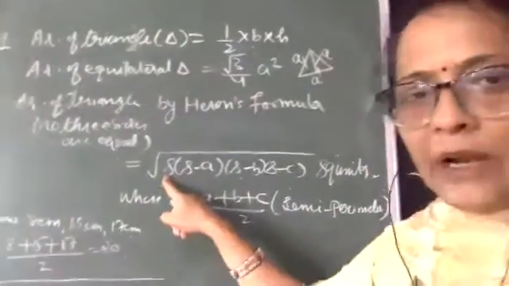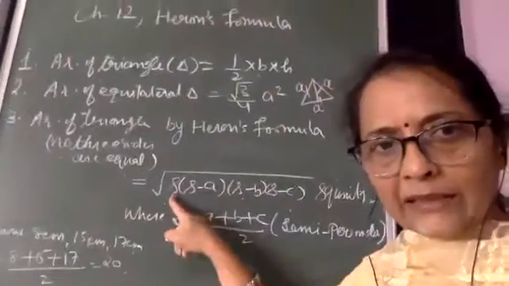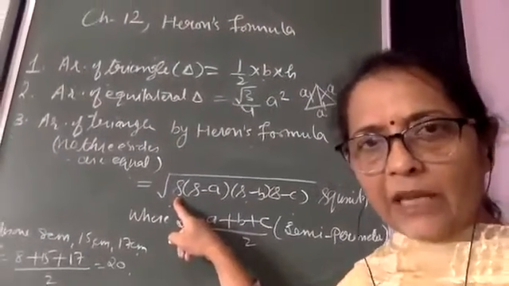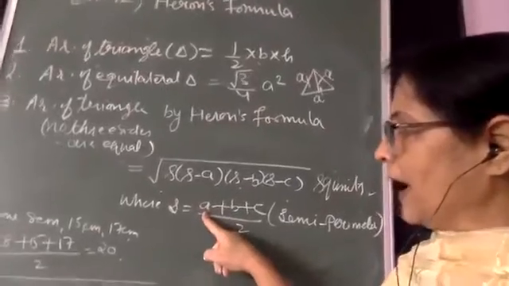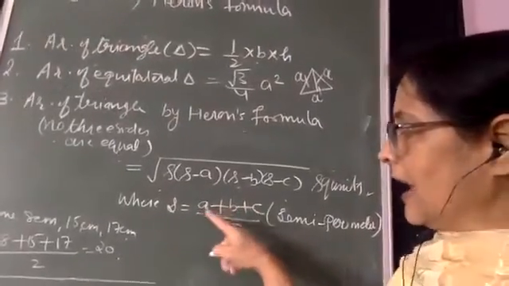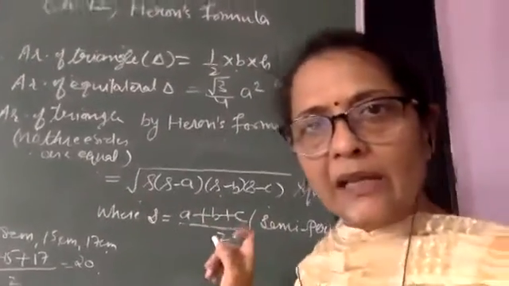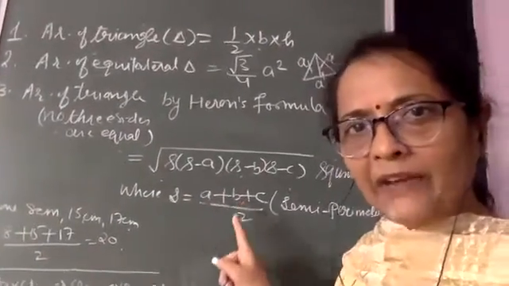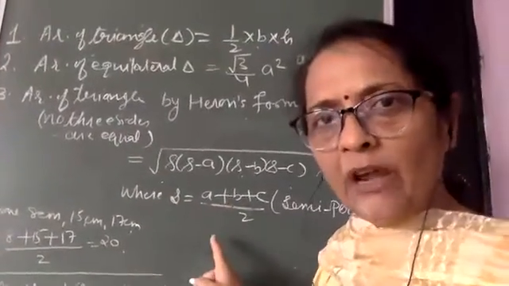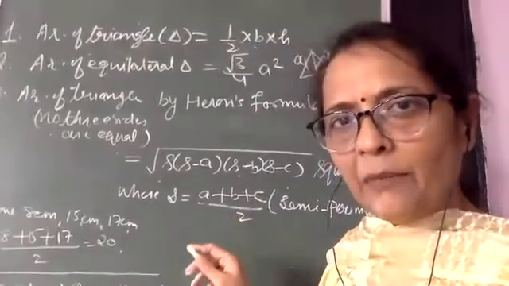And here in this formula, I have used S. What is S here? S stands for semi-perimeter. So what is semi-perimeter, beta? Semi-perimeter is always obtained by adding A, B and C. And what are A, B, C? A, B, C are the sides of a triangle. So when we add A plus B plus C and divide it by 2, it gives you value for S. So S is semi-perimeter.